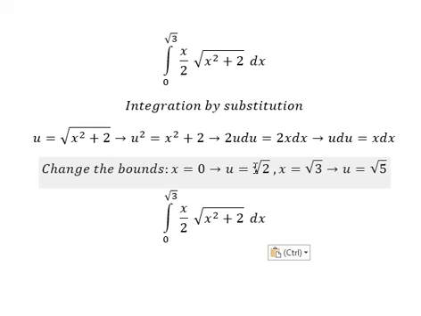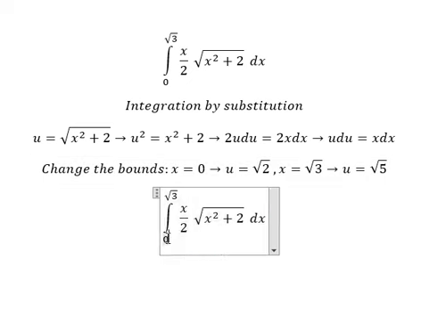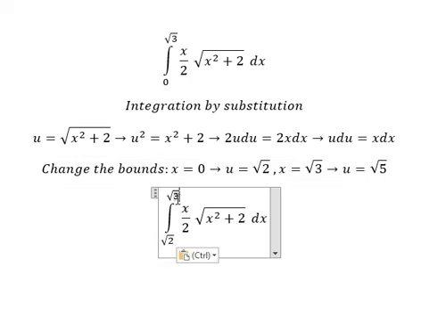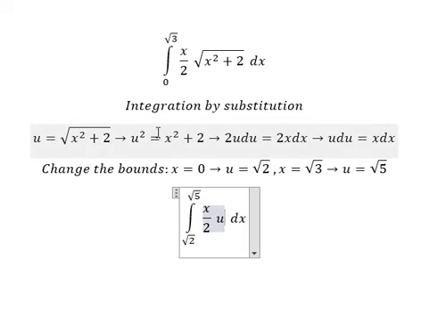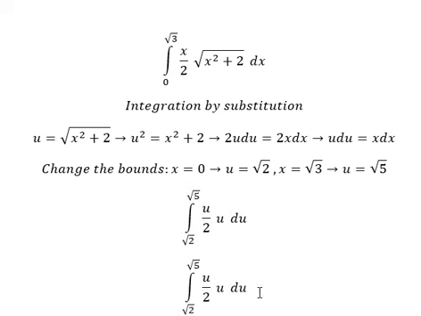0 we change to this one. This one we change to the square root of 5. This one we change to u. x dx we change to u du. So u and u we have u squared. And I will put 1 over 2 outside.